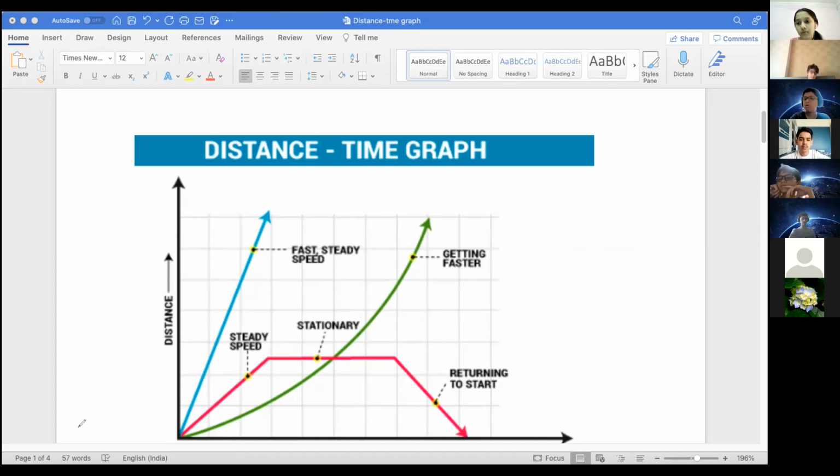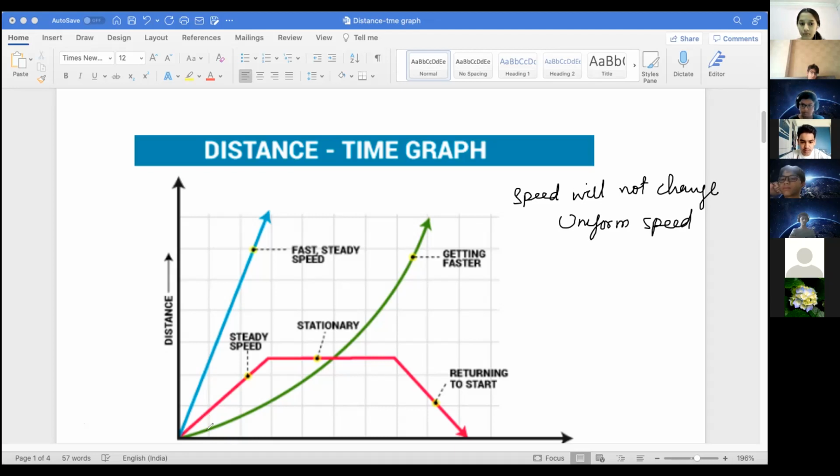Ma'am, in the curved line, even though it is a curved line, it is getting faster at a uniform speed, right? No. Getting faster is not uniform speed. Uniform speed means speed is not going to change. Speed will not change if it is uniform speed. Got it? No, ma'am, uniform means the speed is getting faster at the same rate. Means the rate of changing is the same. That is not clear over here.